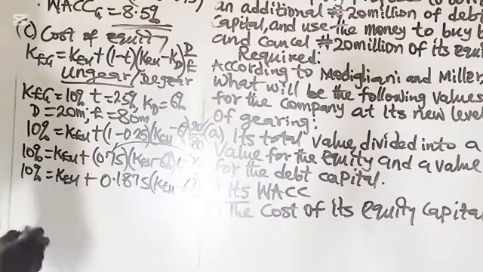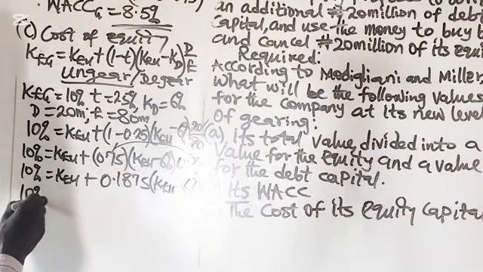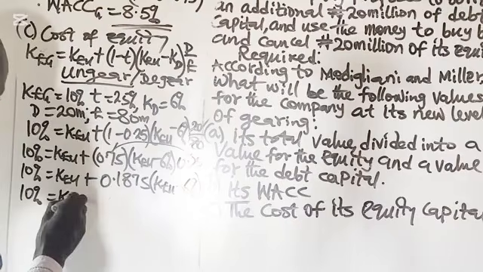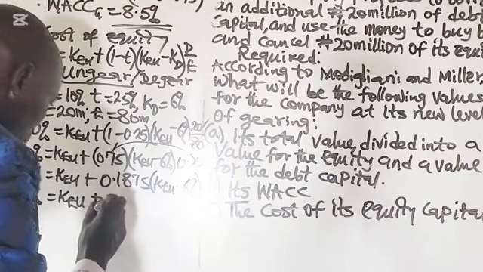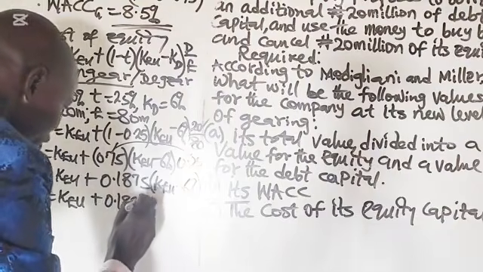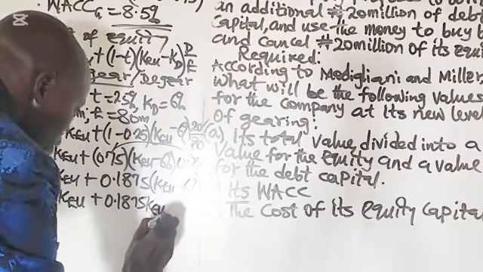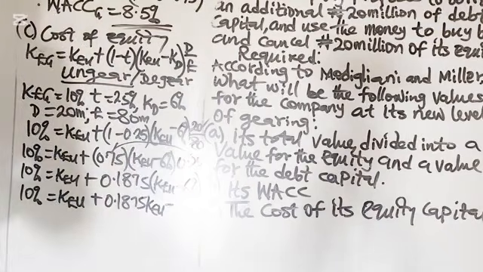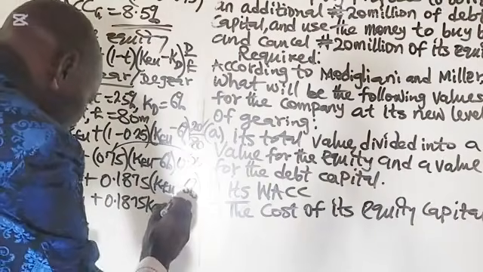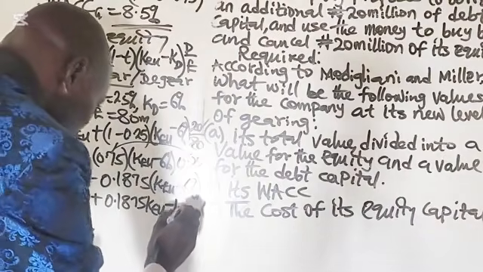Let me open the bracket now. 10% equal to Q plus this times Q, it will be 0.1875 Q minus this multiplied by 6. That gives us 1.125.